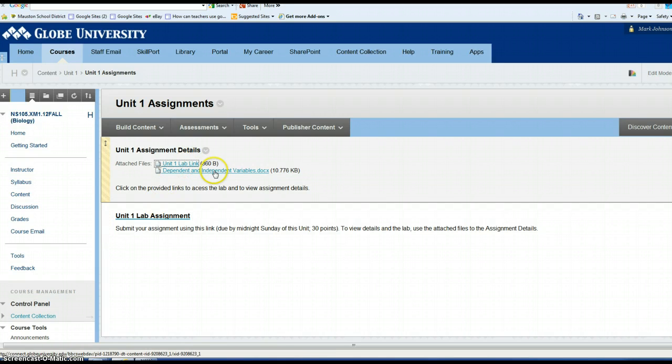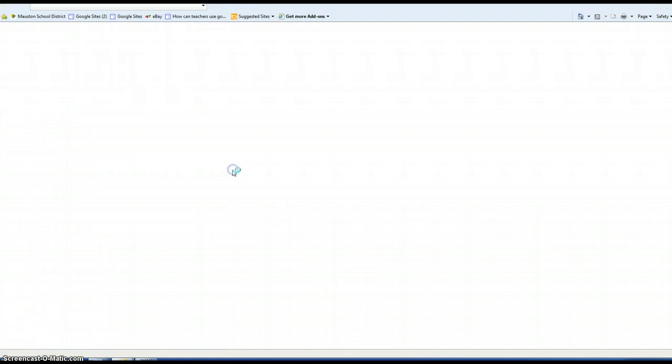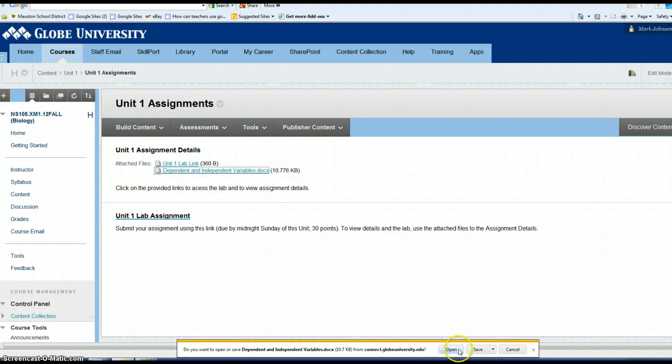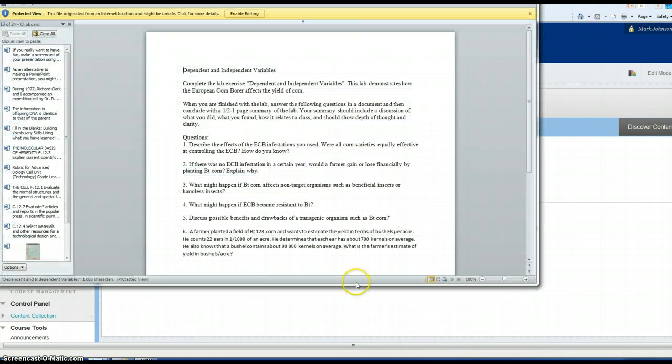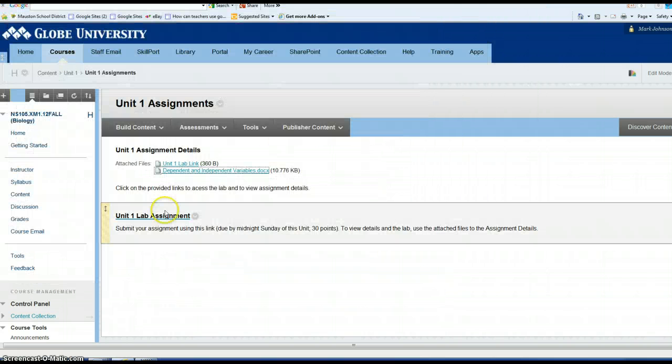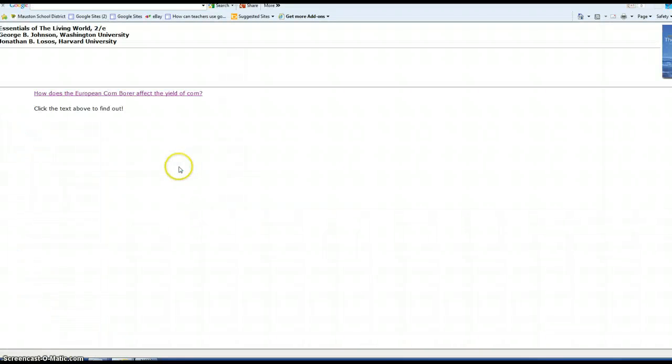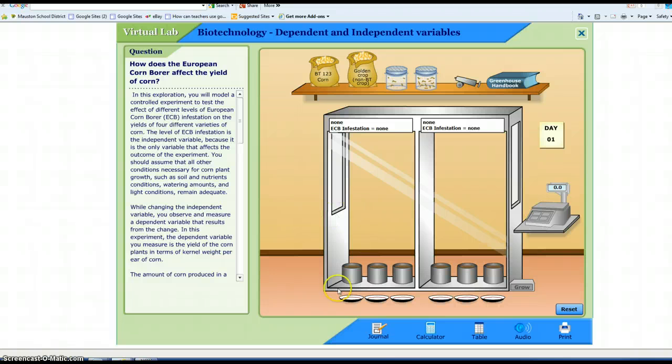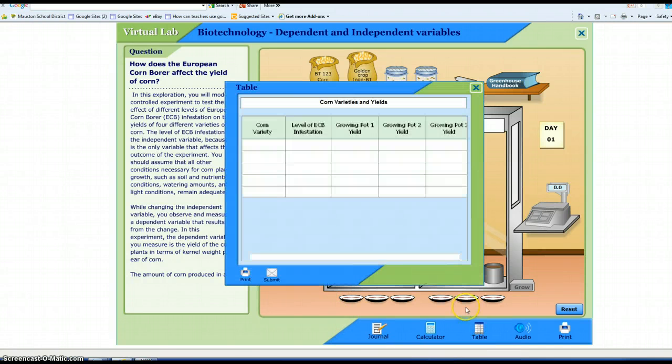So this independent variables document is the questions. You could copy and paste those into a Word document if you'd like. Not a bad idea. Okay, put them aside and then we'll go to the lab. And there's the lab. It'll load. There we go. Okay, there's a table in the lab.